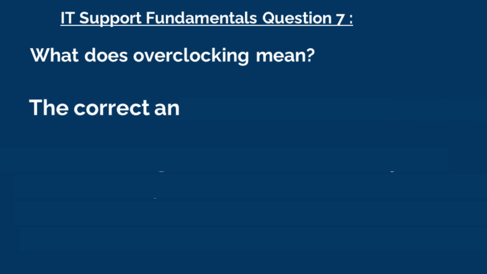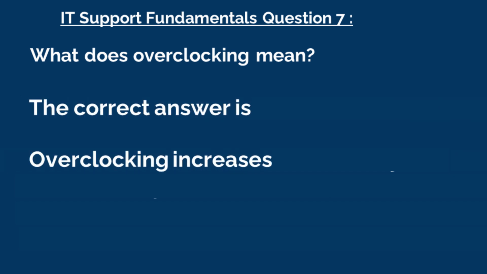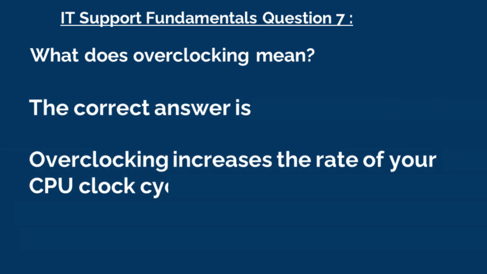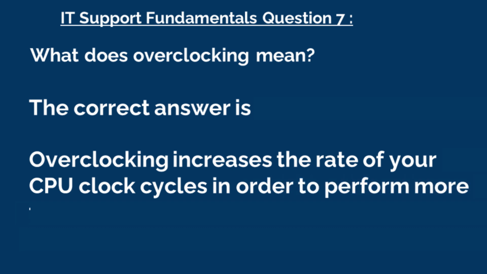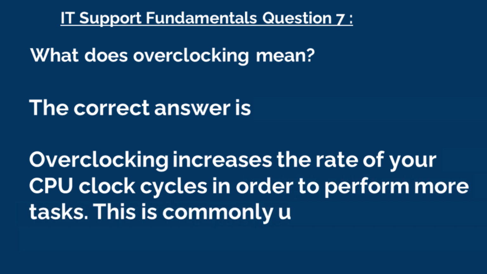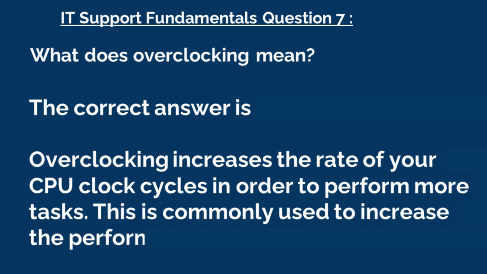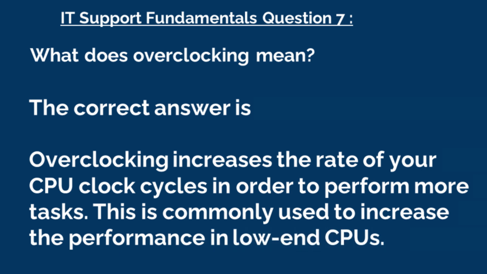Question 7. What does overclocking mean? The correct answer is, overclocking increases the rate of your CPU clock cycles in order to perform more tasks. This is commonly used to increase the performance in low-end CPUs.